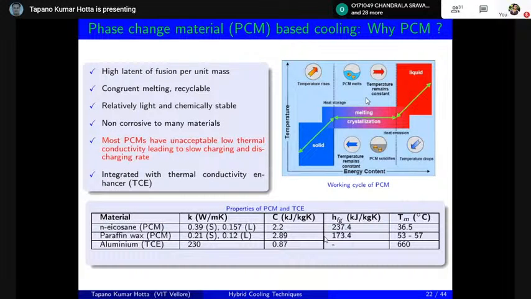And you might have come across this PCM also quite often. So Dr. Reddy, is it going fine? Am I audible to all of you? Yes, everything is fine.